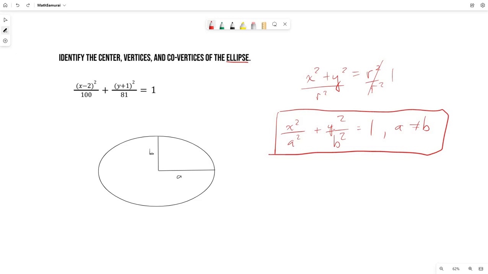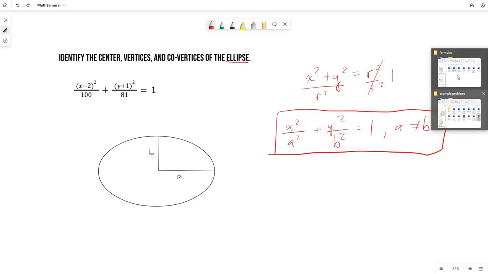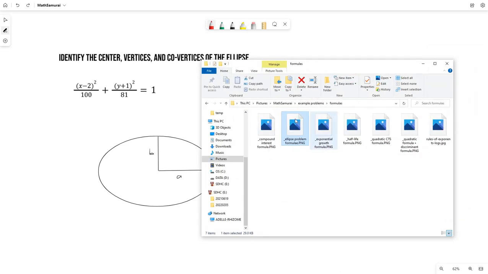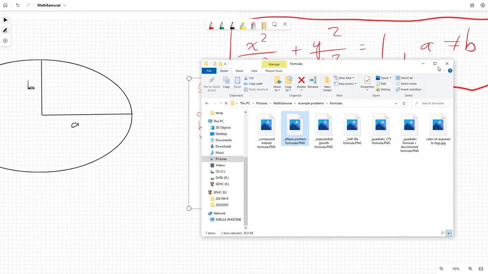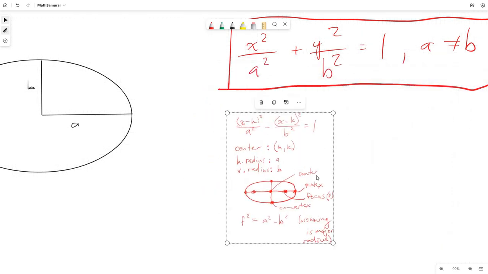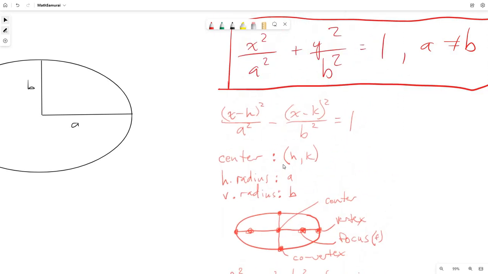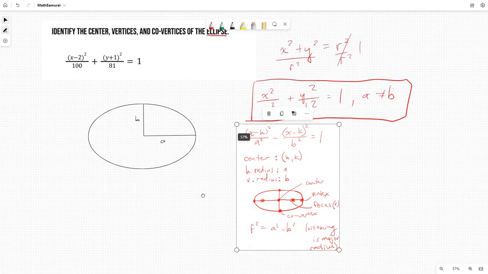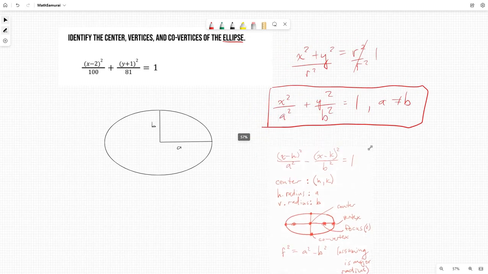It says define the... Now, I'll stick some stuff up here. I went ahead a couple of days ago and, let's see, ellipse problem formula. Just went ahead and did this. And it's not pretty. Oh, gosh. Look at that. I even put a minus sign in there. It's not pretty at all. All right, well, let me change that.